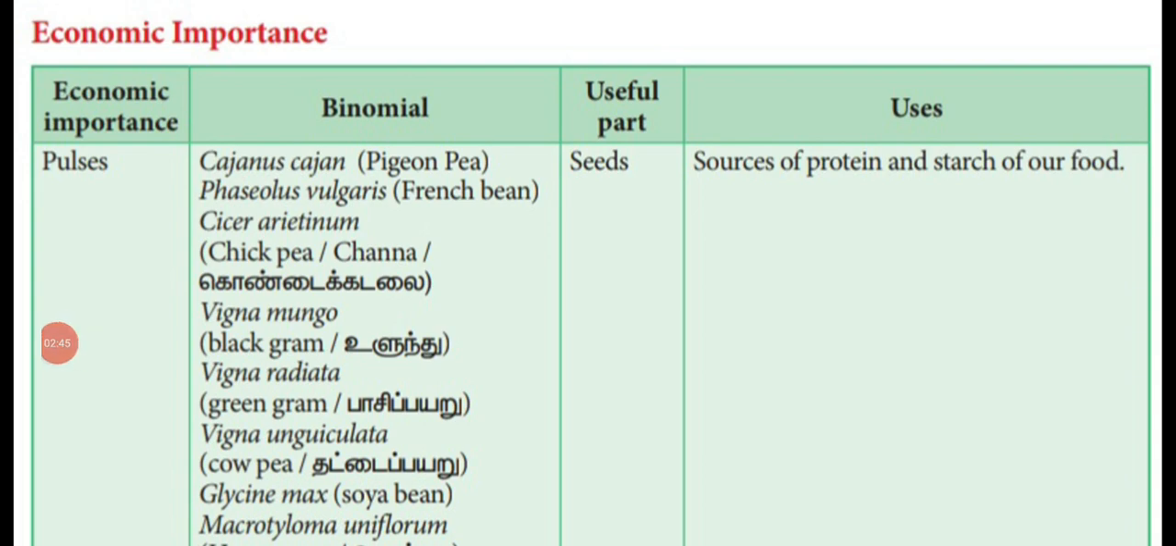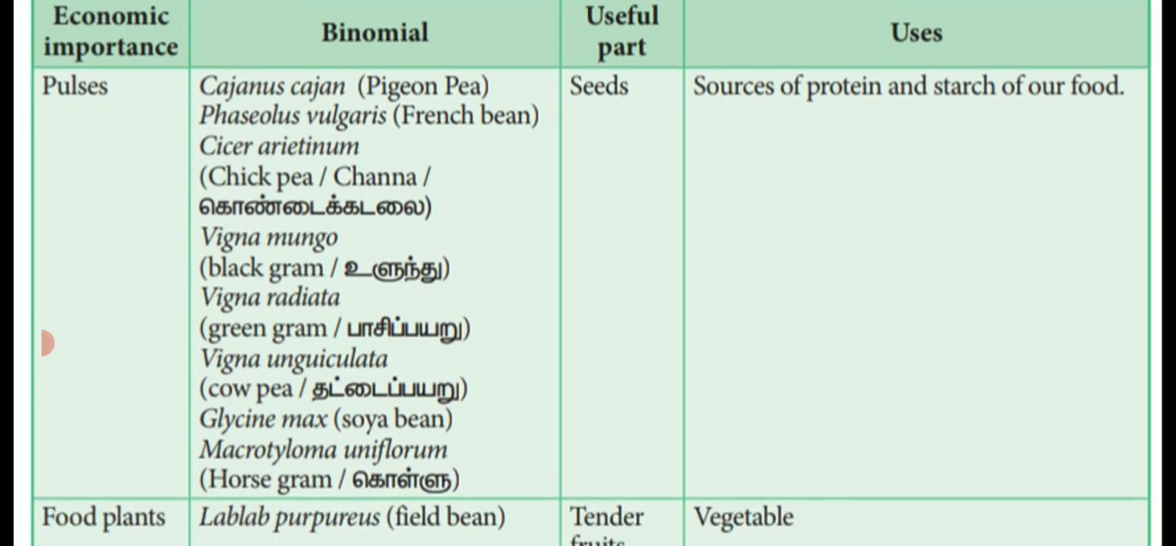First we are going to see the economic importance of family Fabaceae. First one, pulses. Pulses means paruppu vagaigal, we all know that. The binomial names of some Fabaceae family members: Cajanus cajan, pigeon pea, in Tamil known as thuvaram paruppu. Phaseolus vulgaris, that means bean plant. Cicer arietinum, chickpea, kondakadalai. Vigna mungo, that means black gram, ulundu. Vigna radiata, that is green gram or pachapayiru.